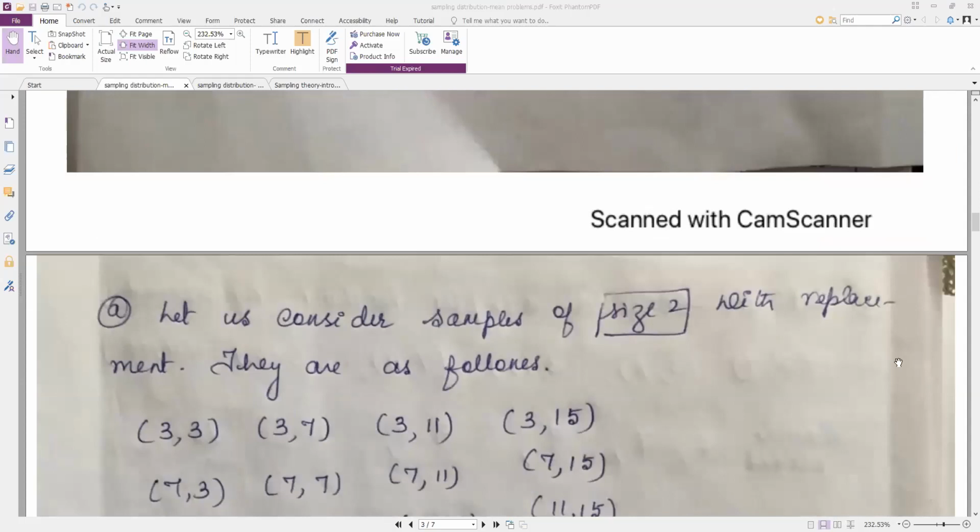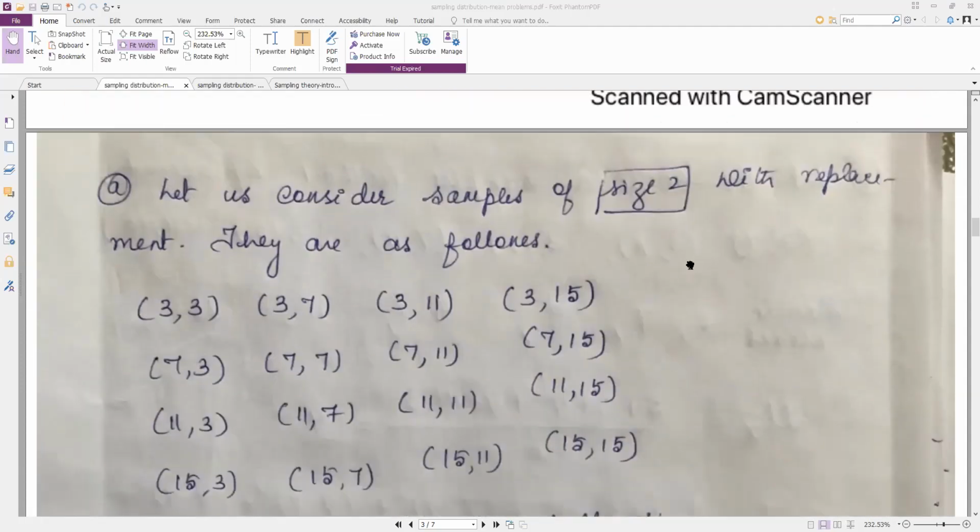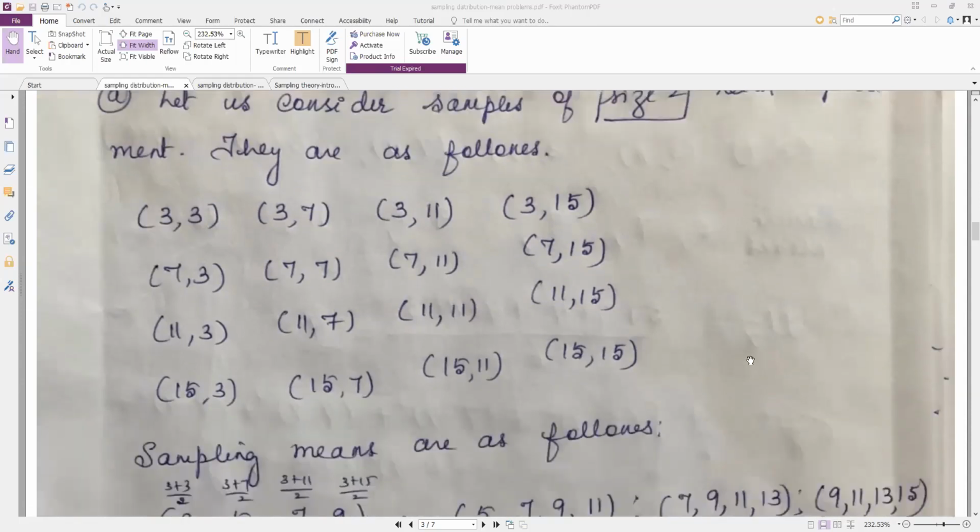So we have replaced the numbers. We have taken the samples with replacement. So these are the numbers we will get as samples of size 2.